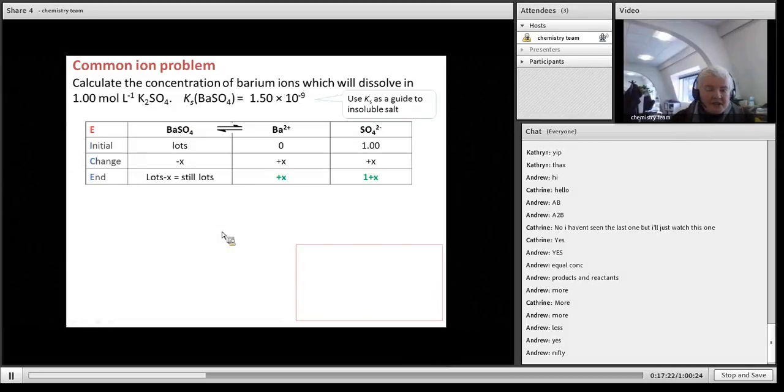Now what I've got here is, I didn't use this last week, although it is in the book, right from those simple calculations, is what is known as the ICE method: initial, change, end. So in the beginning, in the initial, I've got my solution of potassium sulfate, and I'm going to be adding barium to it.